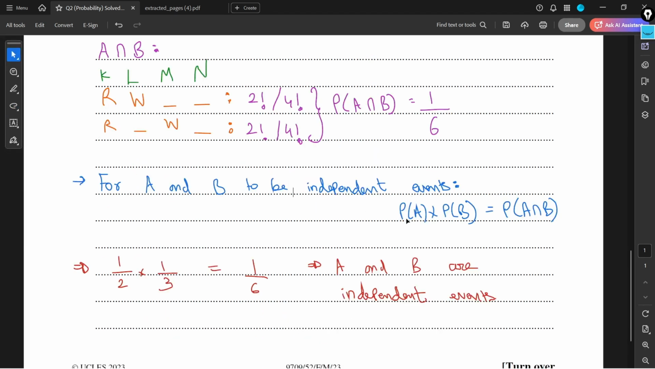So now that we have calculated the probabilities of A, B and A and B happening together, I can say that A and B will be independent events if the individual probabilities, when you multiply them, come out to be equal to the probability of both of them happening at the same time. So the probability of event A is 1 by 2, the probability of event B is 1 by 3. If you multiply 1 by 2 with 1 by 3, it's going to be 1 by 6, which is equal to the 1 by 6 that we got as the probability of A and B happening together. Therefore, we can say that the events A and B are independent events. So that is how you solve this question, guys.